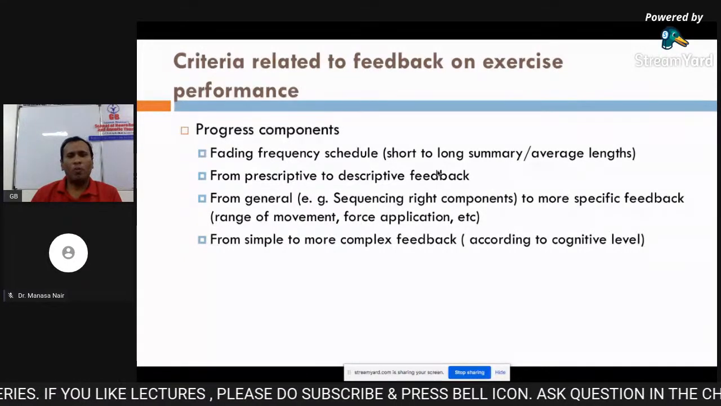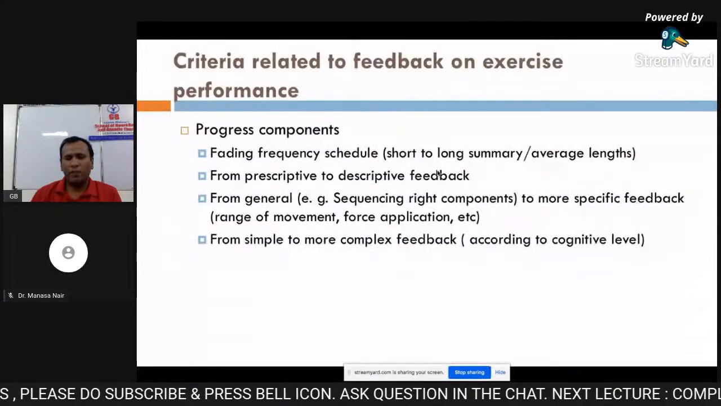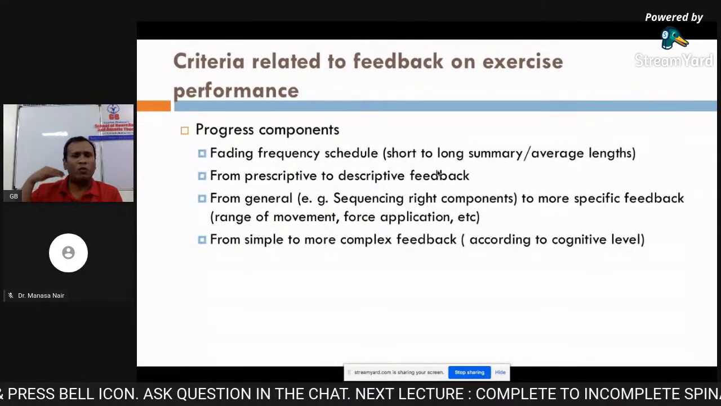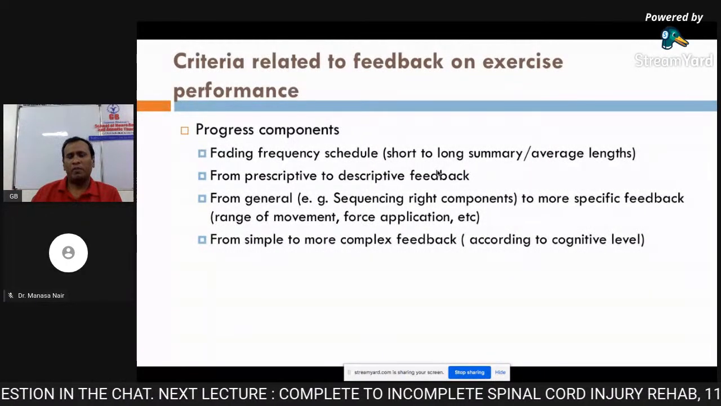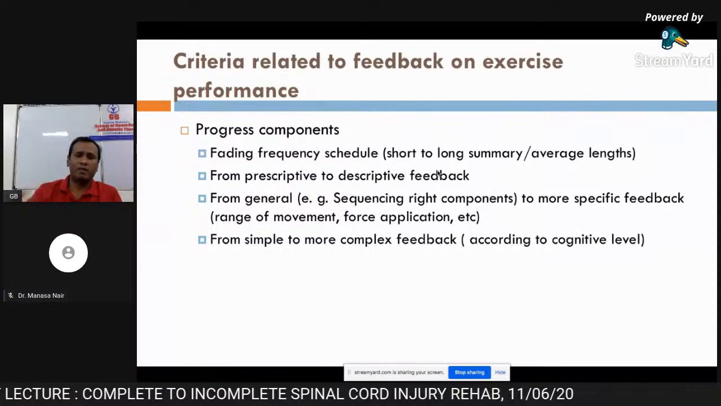From simple to more complex feedback. So in the beginning you can have a very simple feedback, and then you can go to more cognitive level, based on the patient's cognition level. You can keep changing these feedbacks.